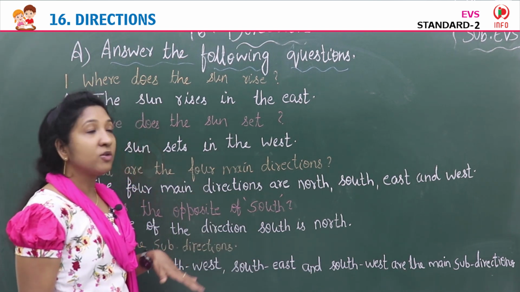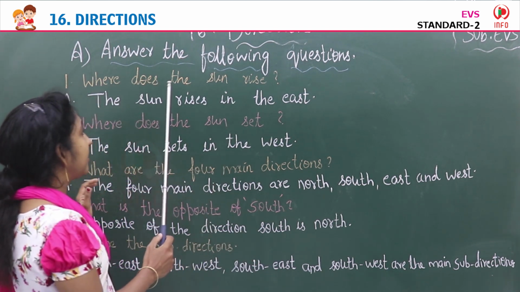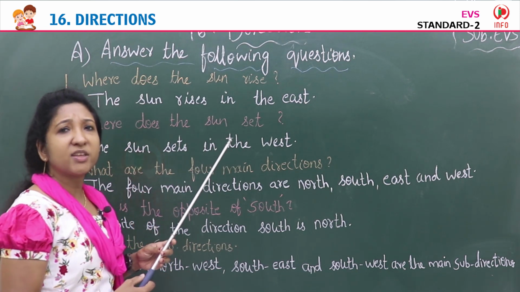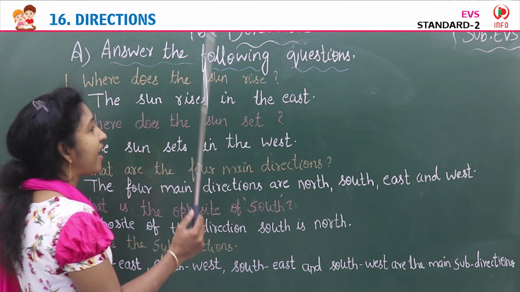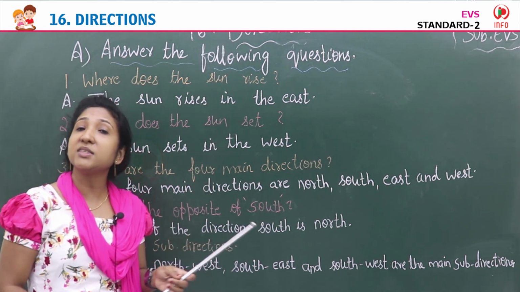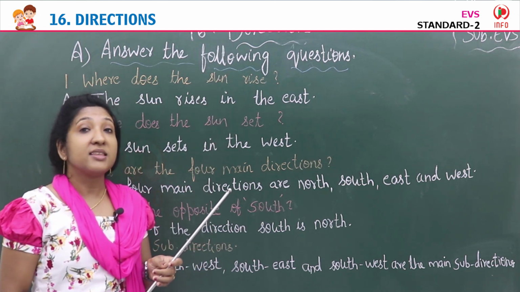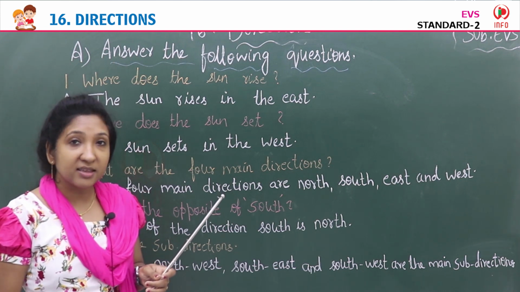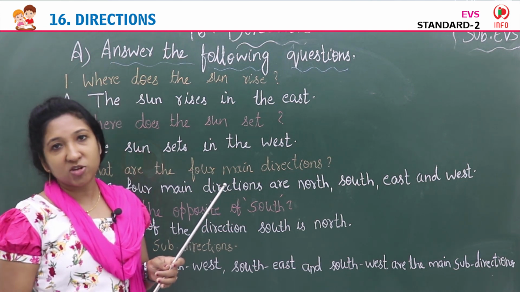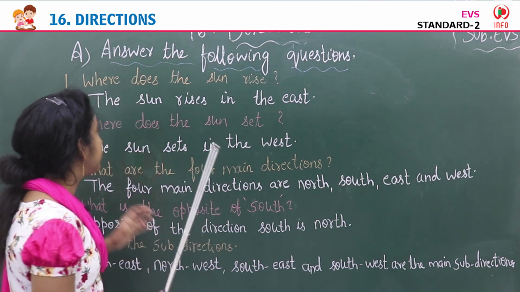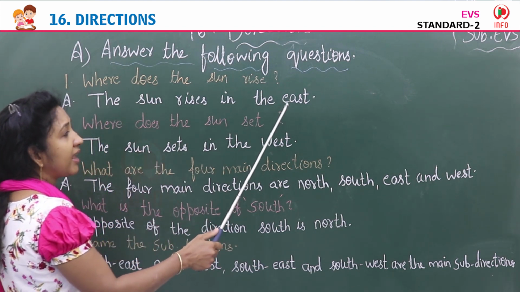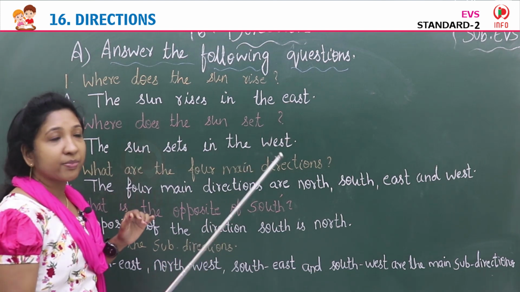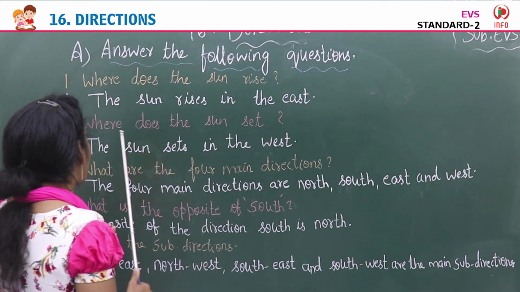Okay? So read the first question, children. Can you read the question along with me? First question is, where does the sun rise? Very easy. Where does the sun rise? The sun rises in the east direction, isn't it? Yes. So answer: the sun rises in the east. E-A-S-T, east.